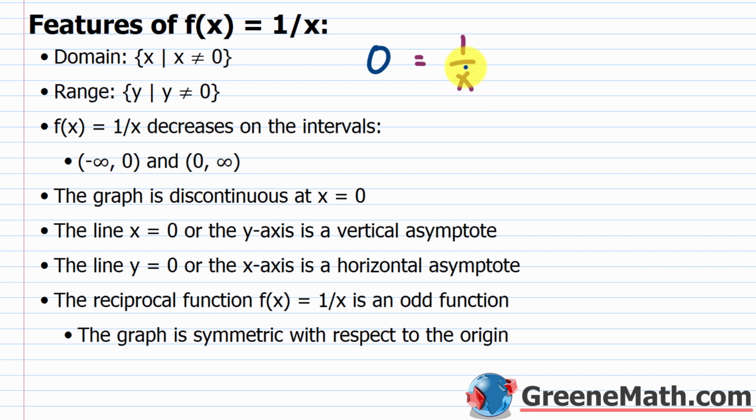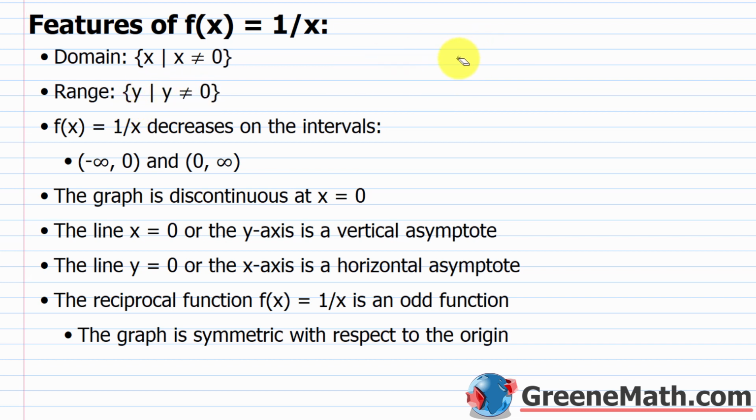Well, how can I get a numerator of 0 here when the numerator is 1? That's a constant, it's never going to change. So this 1 over x equals 0, that's impossible. There's no value for x such that 1 over x would be equal to 0. So this has no solution. So that means the range would be the set of all y such that y is not equal to 0.